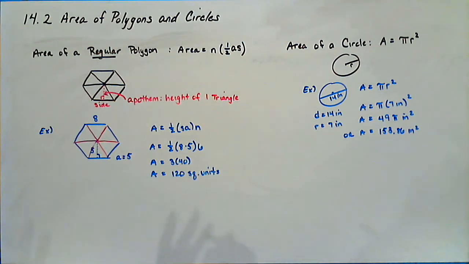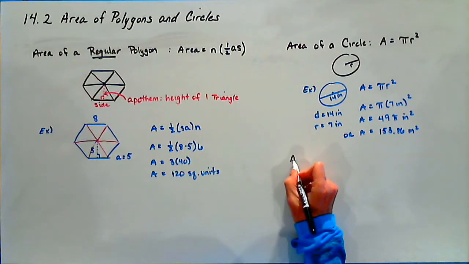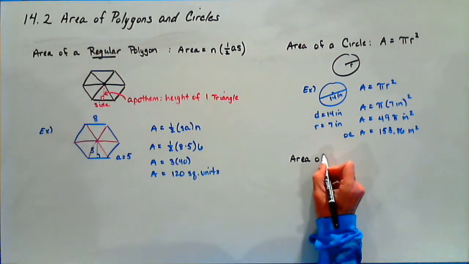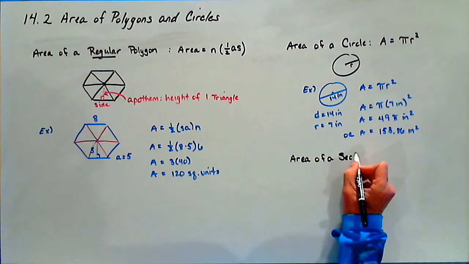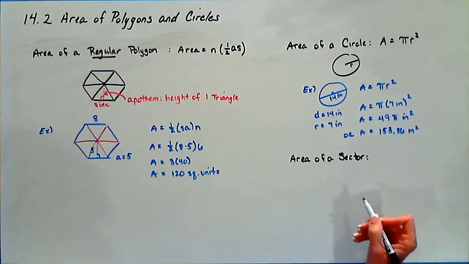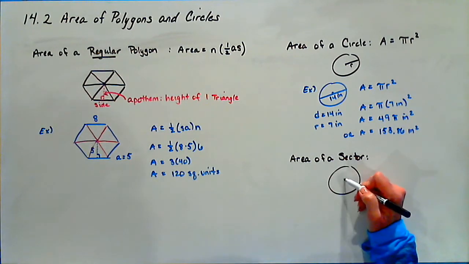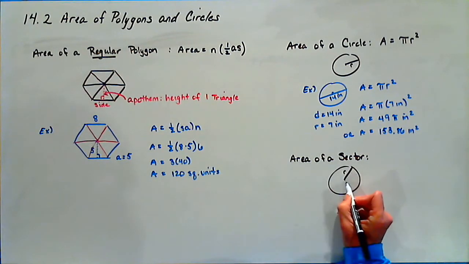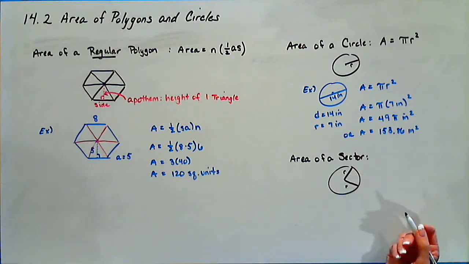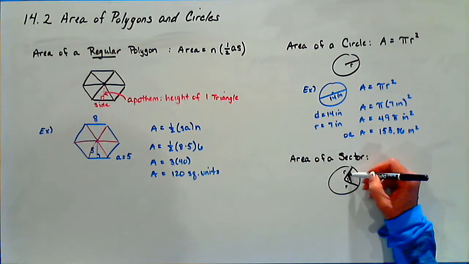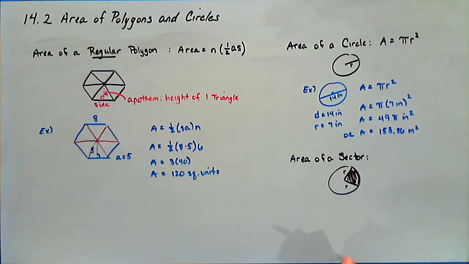So what I'm going to give you is what's called a sector. A sector is just part of a circle, like a slice of pizza. Think of it that way. Area of a sector. Here's what a sector would look like. Here's a radius. Well, here's another radius. Since we're talking about area, we're talking about this entire region. So it's a sector, it's a slice. It's part of the circle.